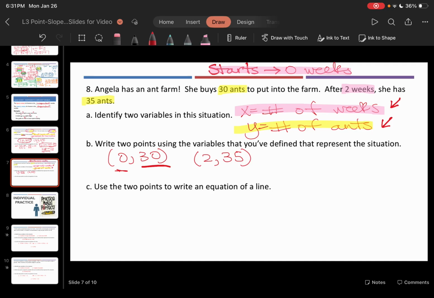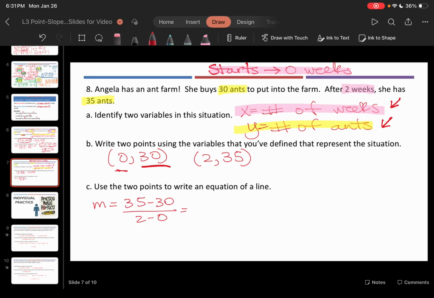Okay, so now I need the equation. Always find my slope. So 35 minus 30. You should hopefully be good at this by now. Oh my gosh, I wrote 35, sorry.